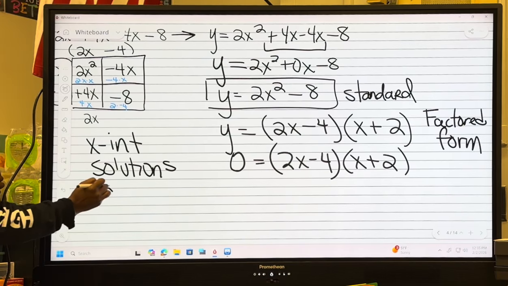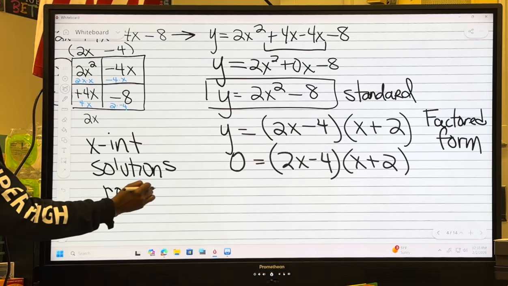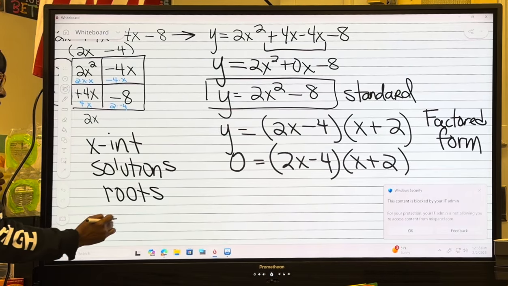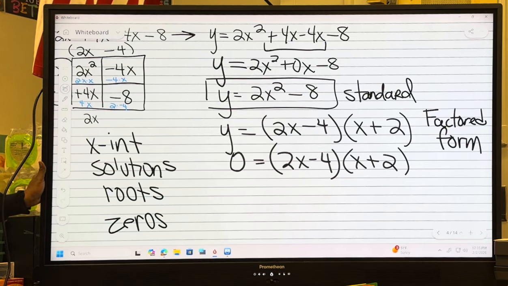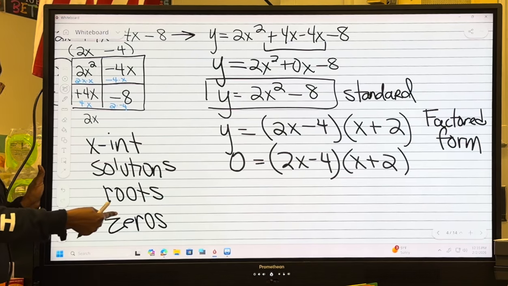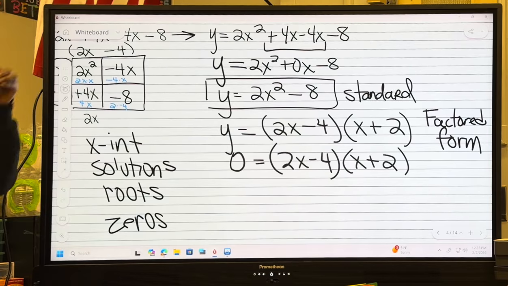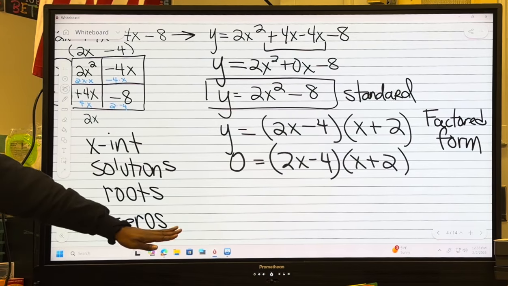They are also called our roots. They're also called our zeros. They have multiple names. They are your zeros. They are the numbers that you get when you plug in 0 for a y. They are your roots. They are the points that sit on that y-axis.